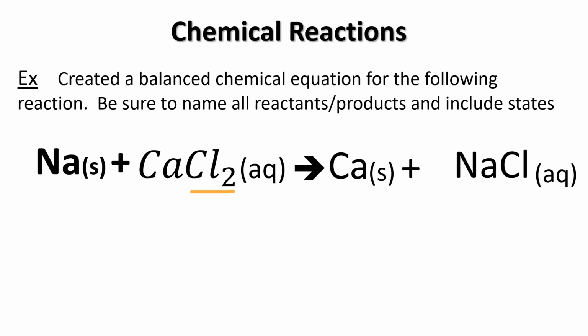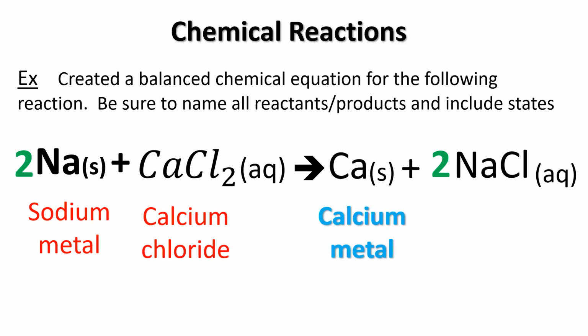So if I was looking at this one, I'd say, okay, 2 chlorines here. I better put a 2 in front. That gives me 2 chlorines. And then 2 sodiums, 2 sodiums. And your last step will be to name everything. Sodium metal, calcium chloride, calcium metal, and sodium chloride. So that would be, I guess you could call it, a case 1, where we've got a metal.